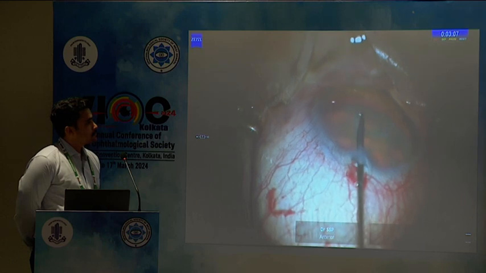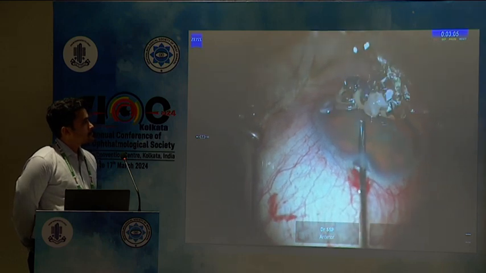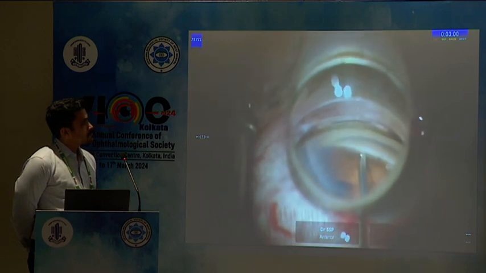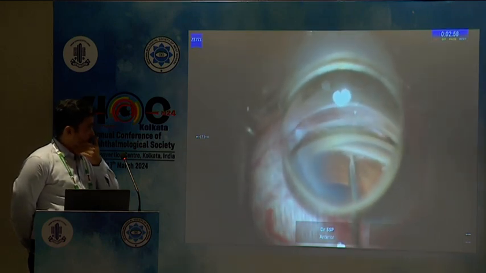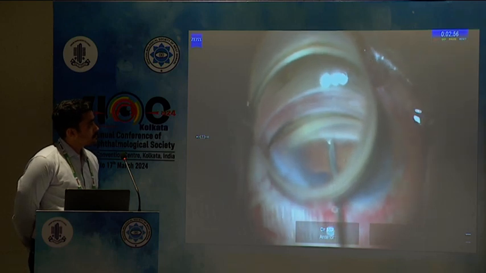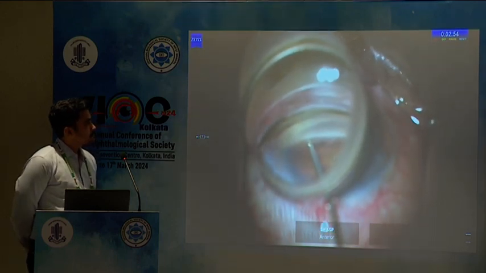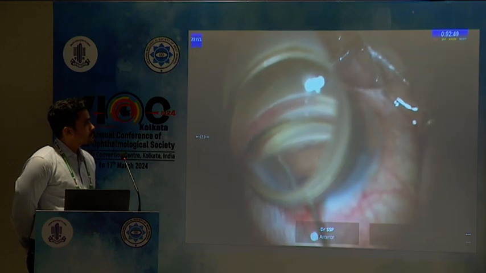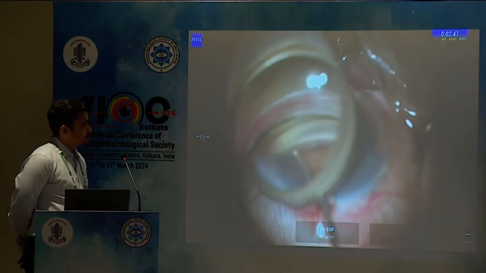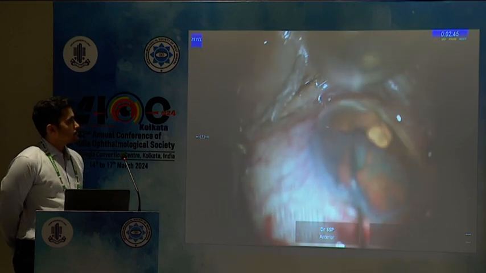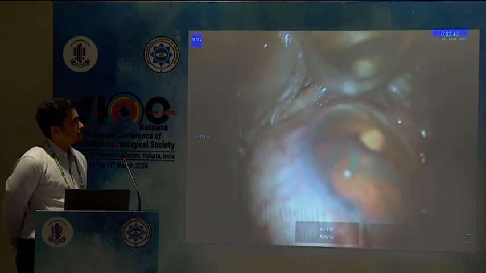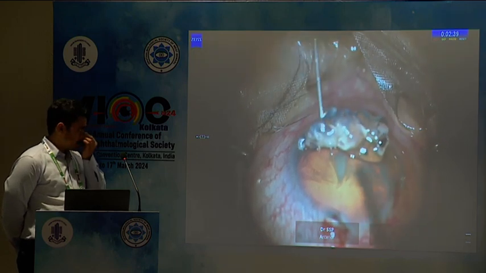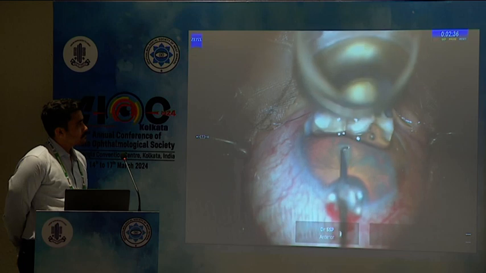Now, the 24 gauge needle with bent tip is being inserted under direct visualization into the anterior chamber. The bent tip of the needle is engaged in the trabecular meshwork and the needle is moved in a swiping manner across the anterior chamber angle to strip off the trabecular meshwork. Now, the needle is being pulled out and rotated the other way so that we can treat the other direction also.